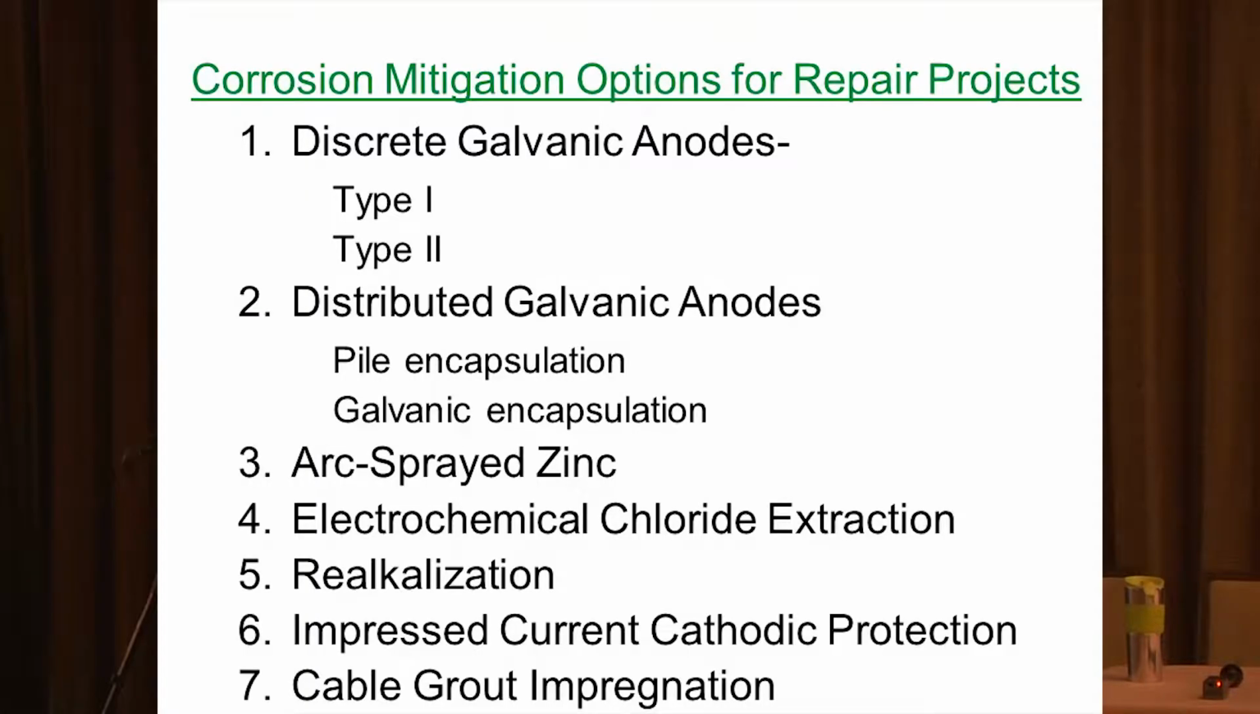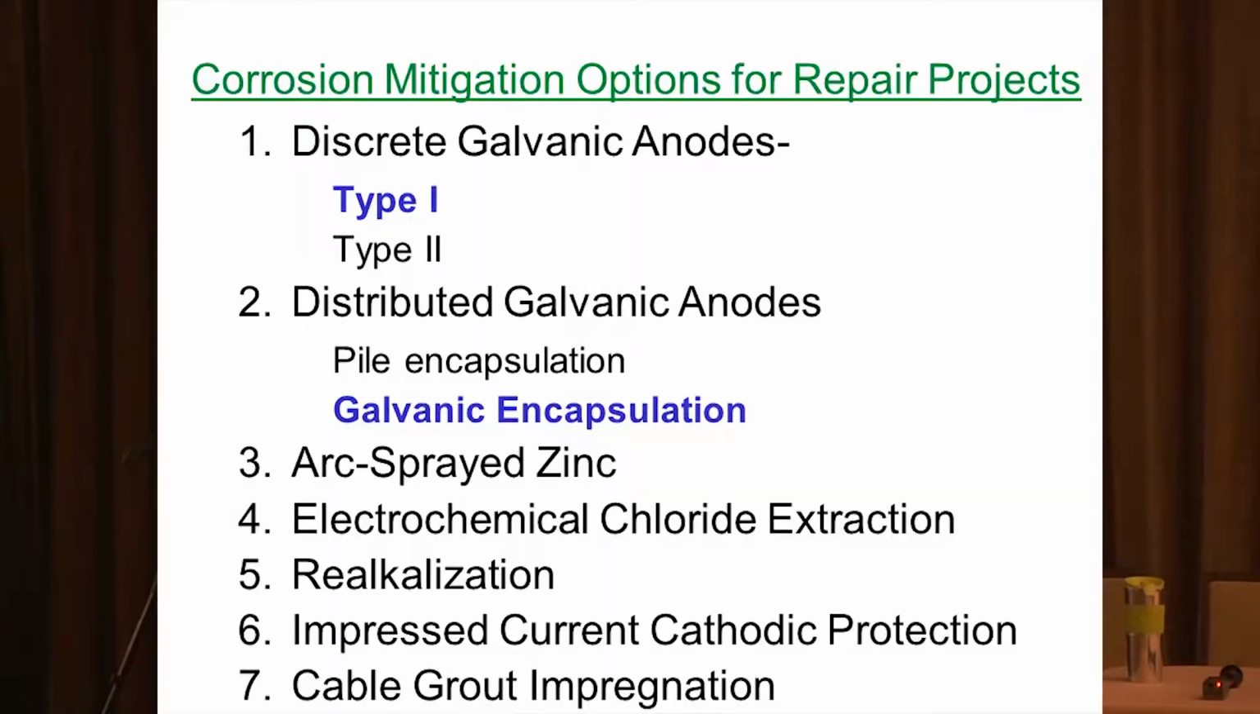When we talk about corrosion mitigation, there are a variety of options out there. You've got discrete anodes, distributed galvanic anodes, arc sprayed zinc, chloride extraction, realkalization, impressed current systems, and grout impregnation. What I want to do today is talk just about two different ones. One that most of the people in this room are going to be familiar with, which are the discrete anodes, the type 1 anodes, and then galvanic encapsulation.